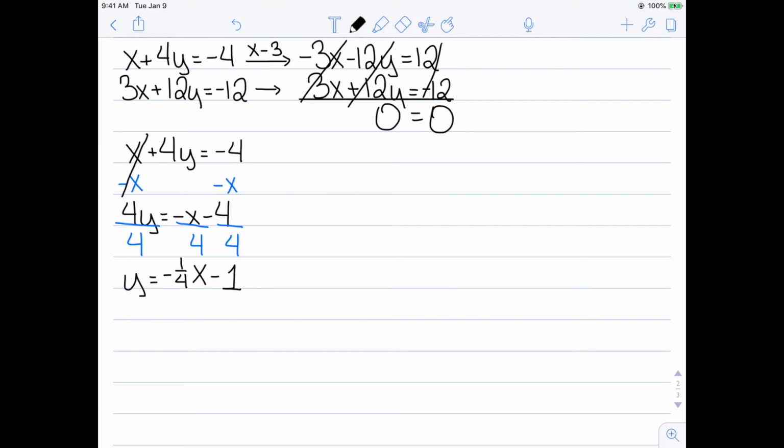So if I can pick any value for x I want, I now have an equation to give me the appropriate value of y. To write this as a solution, we tend to write it as (t, -1/4 t - 1). So this means our x variable we can pick to be whatever we want, and then we can determine our y variable based on this equation.